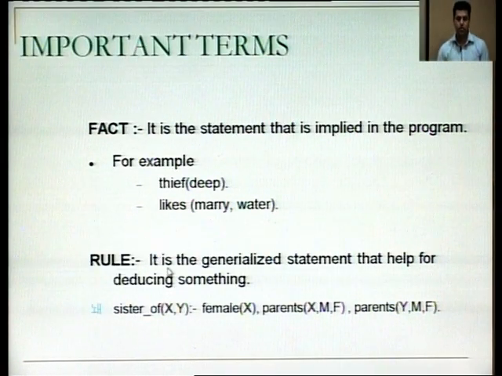A rule is basically needed when you want to represent the same knowledge a number of times; you need to give a generalized statement. Otherwise, the list of facts will be very huge, and that will increase the size of your database. So, this is basically a generalized statement that helps for deducing something. For example, X is a sister of Y if X is a female and the parents of X are M and F, and the parents of Y are also denoted by M and F. See, the same variables are used over here. That is why if X is a sister of Y, both X and Y should have the same parents. This is another example of a rule.